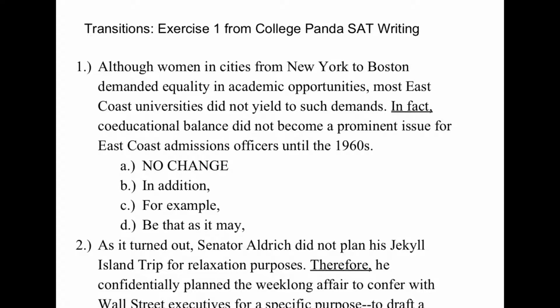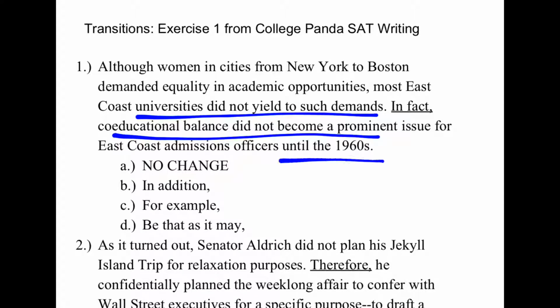Number 1. Both of these sentences are about universities not caring about coeducational balance. The second one does not provide an example, but it's emphasizing that this didn't happen until the 1960s. So, in fact, is the correct continuer to join these sentences.